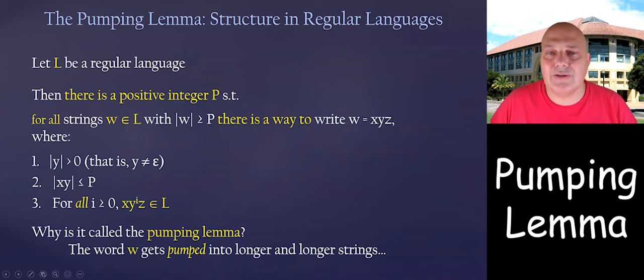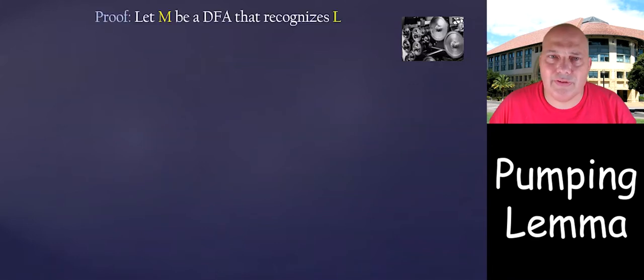And now let's look at the proof of the lemma. It will be very short and simple, but yet the lemma is very powerful. It cannot show that everything that's not regular can be shown by the pumping lemma. It's not a characterization. We are going to see a characterization later on in the course, but it is very powerful. So let's look at the proof.